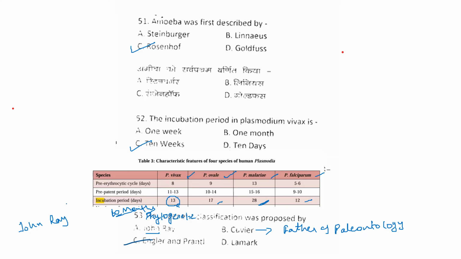He wrote an essay on the theory of the Earth, and John Ray gave this concept of species and genus. He told that the species are the ultimate unit of taxonomy, and he is called the father of natural history.